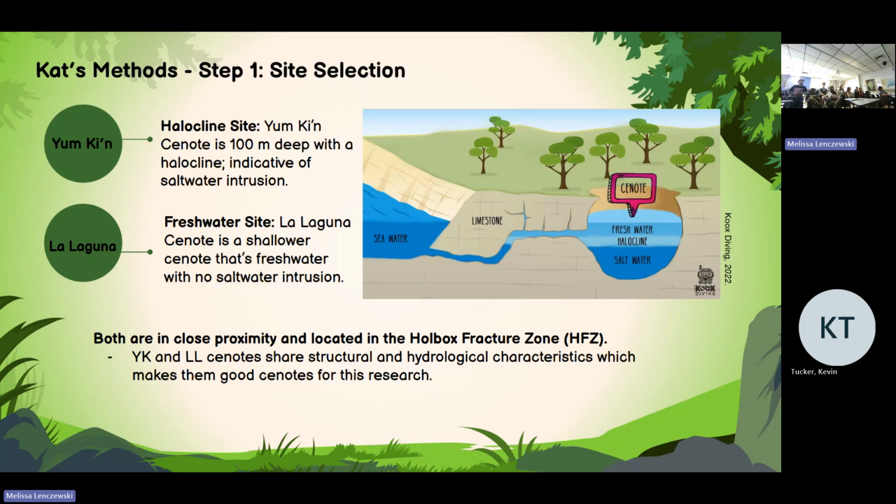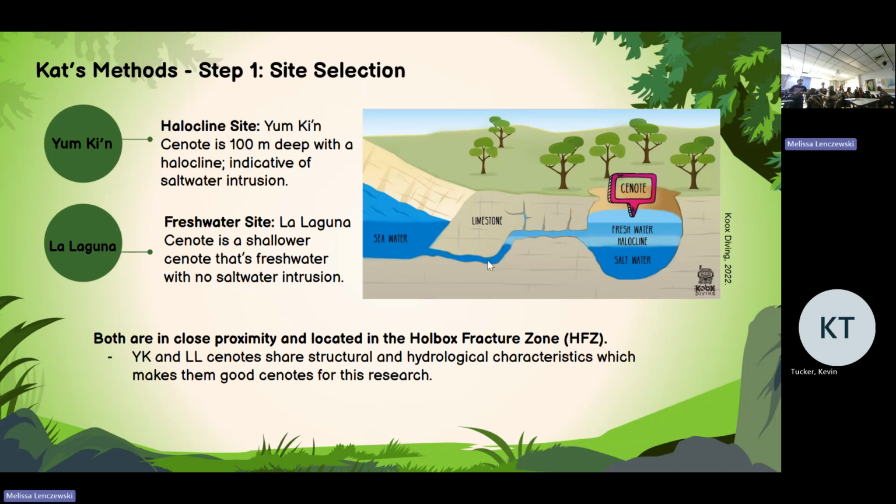So the first step in conducting this research is to find my locations, site selection. I need a site with a halocline and I need a site without one. So I'm also going to be looking at Yumkin, the 100-meter deep cenote with a halocline, which is indicative of saltwater intrusion. And you can see in this figure on the right side that this is pretty accurate to what it would look like. It's got that halocline layer and it's got the saltwater intrusion.